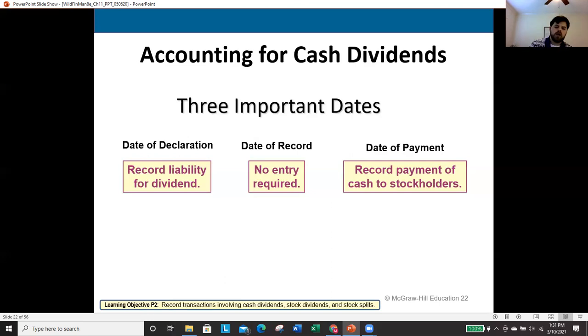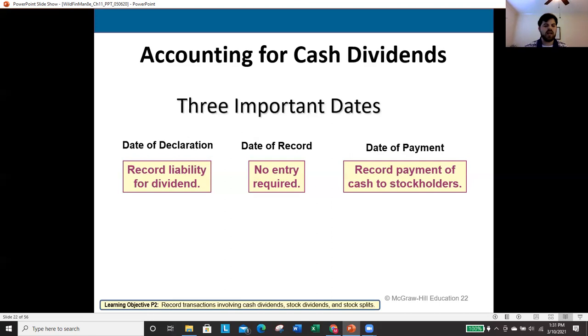Now, here's the way this works. First date, date of declaration, we create a liability. Second date, date of record, right? This is like Santa Claus. We're making a list, we're checking it twice. We want to make sure we have all of our stockholders correct. Who owns this? Who doesn't own it anymore? That is the date of record. We're simply making a list. And because all I'm doing is making a list, there is no journal entry that is required on the date of record. Very popular test question.